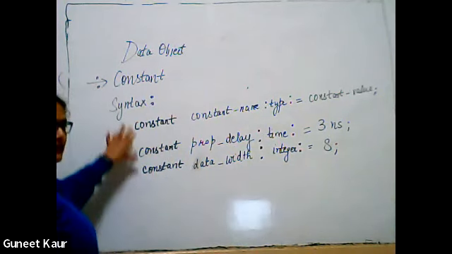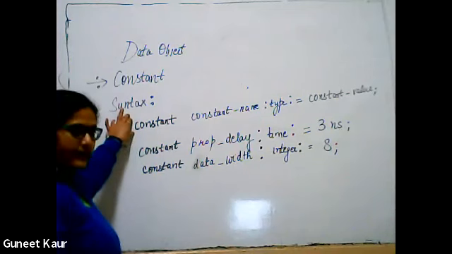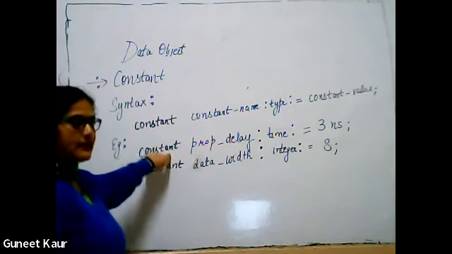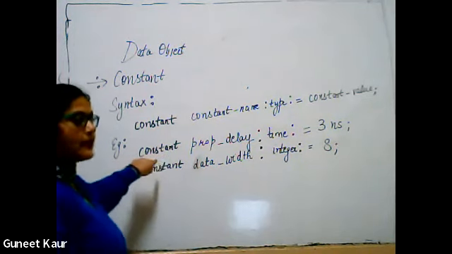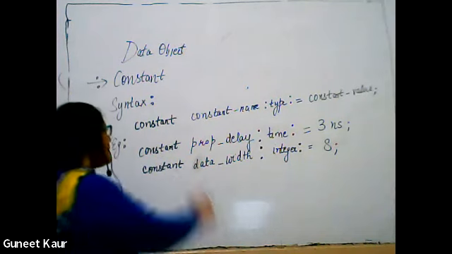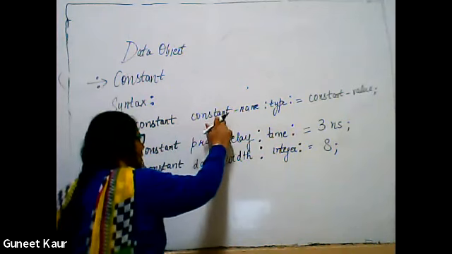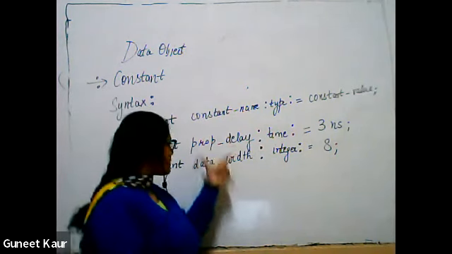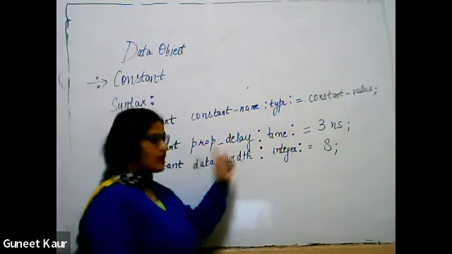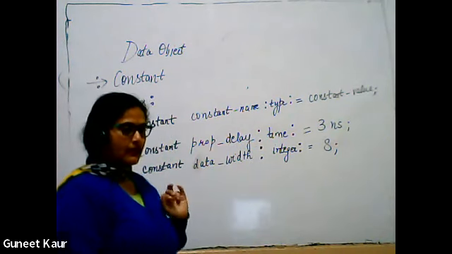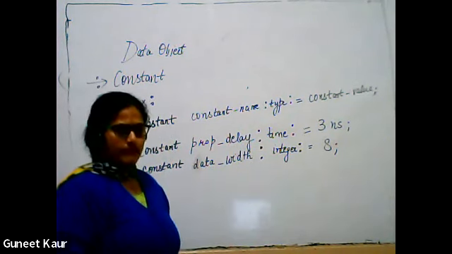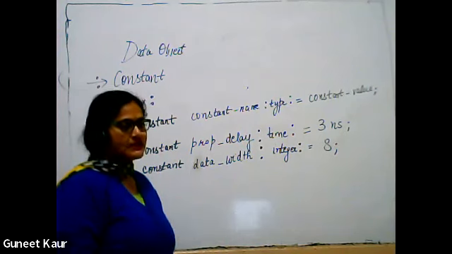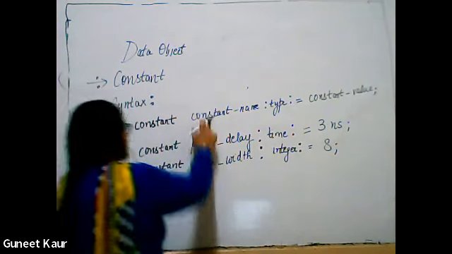If you will compare these examples with this syntax, then you come to know that the class of the object is written in bold with the keyword constant. Now further, as you can see in the syntax, we have to give the constant name. The constant name in the two examples, I have given first as prop_delay. You can give any name. I'm just writing this for the explanation purpose.